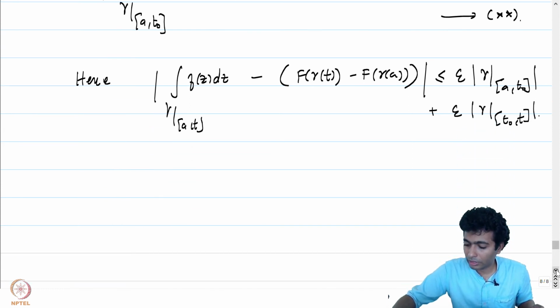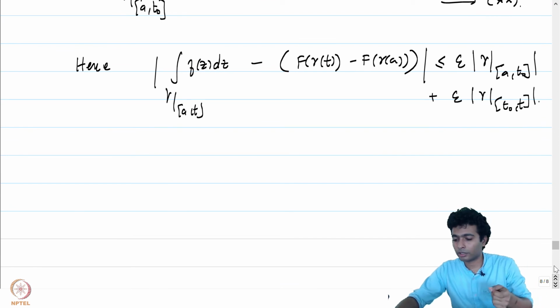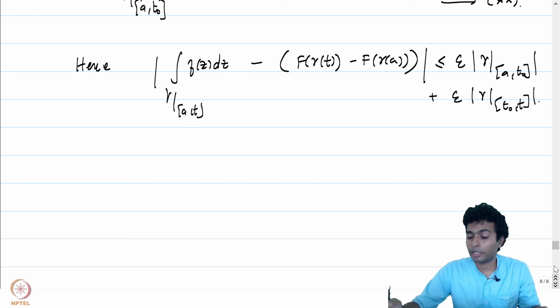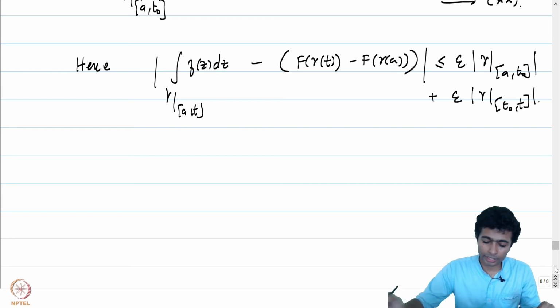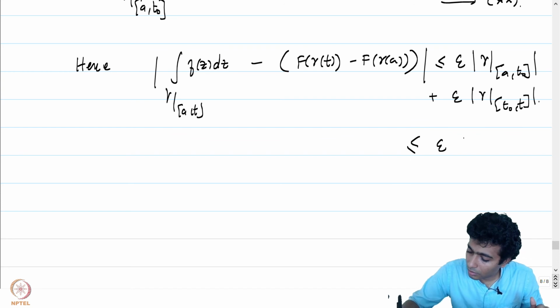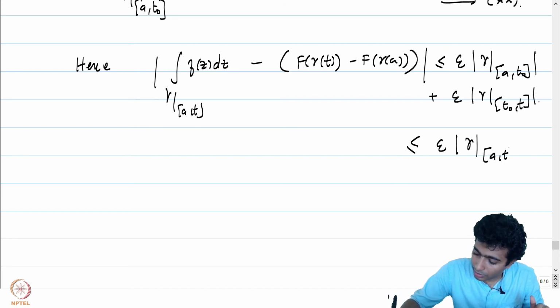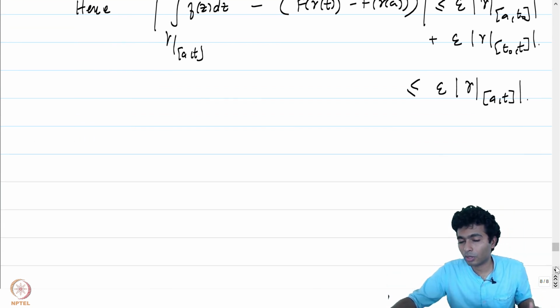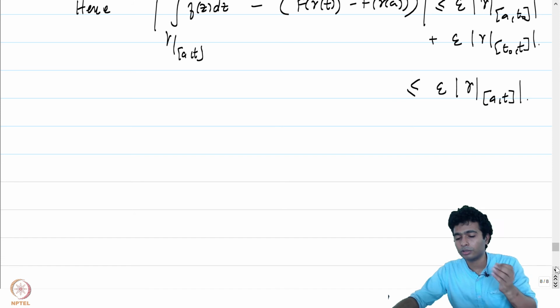And we know that the arc length of gamma restricted to a comma T is going to be equal to the sum of the arc length of gamma restricted to a comma T naught plus the arc length of gamma restricted to T naught comma T, which is in particular equal to epsilon times the arc length of gamma restricted to a comma T. And this is precisely what we had set out to prove. This is true for all T in T naught to T naught plus delta.